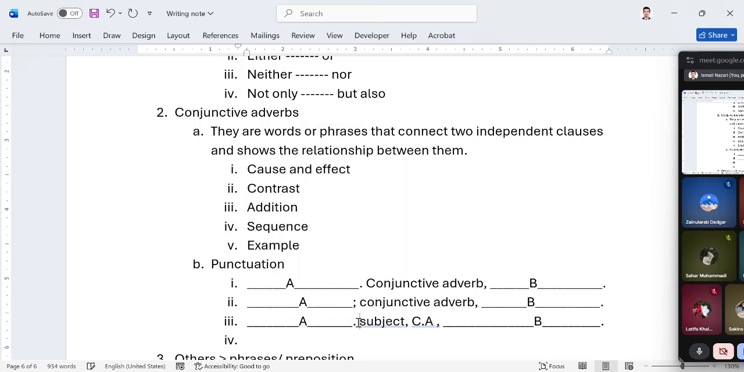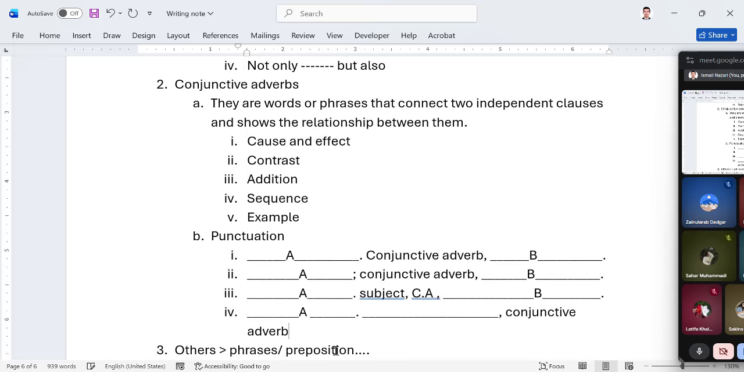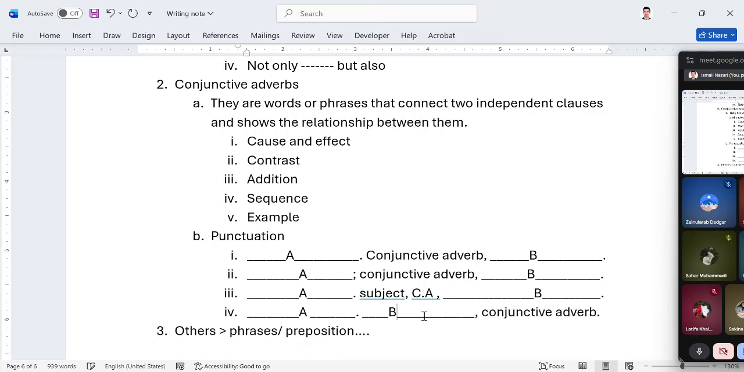The fourth way to punctuate conjunctive adverbs: we have idea A. Idea A is written. We can use a dot or we can use a semicolon, no problem. We may have the complete sentence, and then we may use a dot, comma, then we have the conjunctive adverb. This is another way we can use to connect the two ideas, idea A and idea B. This is how we can go ahead with punctuation.